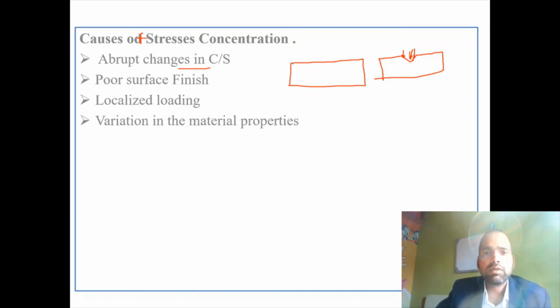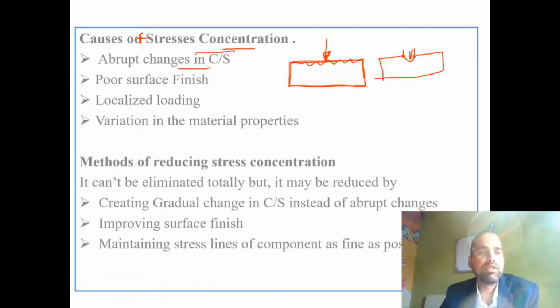For a component, if there are irregularities on the surface of the component, those irregularities also cause a stress concentration. Then localized loading of the component, if there is continuous loading at any one point of the component, will also result in stress concentration. Then variation in the material properties, that means if the material is not homogeneous at all cross sections, that heterogeneous material will result in stress concentration in the component. So these are the various main causes of stress concentration.